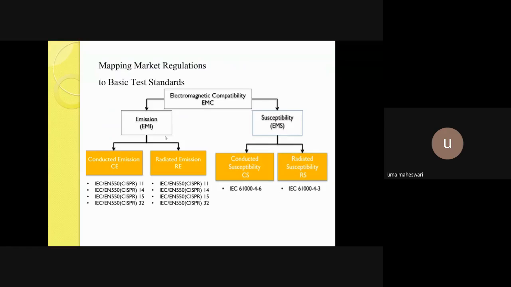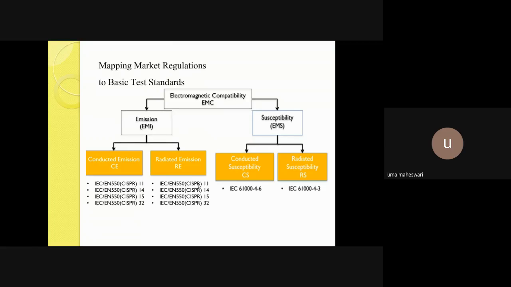Coming to the test standards, as we already saw, EMC splits into two things, EMI and EMS, in the initial slide. Under the emission side, there are conducted emission and radiated emission. This is opposite to the susceptibility side. Conducted emission is opposite to conducted susceptibility. Here the emission is the source, and here the susceptibility is the victim. Radiated emission is similarly opposite to radiated susceptibility.